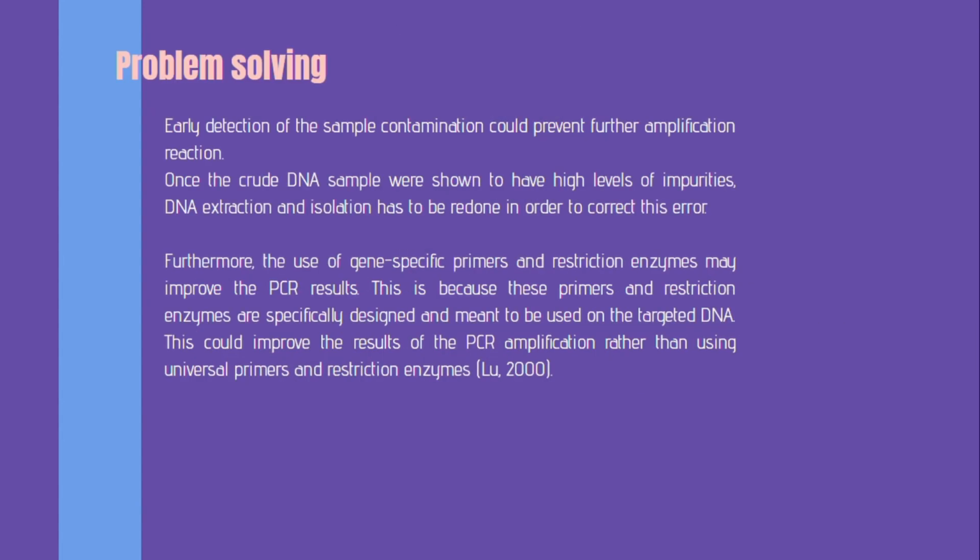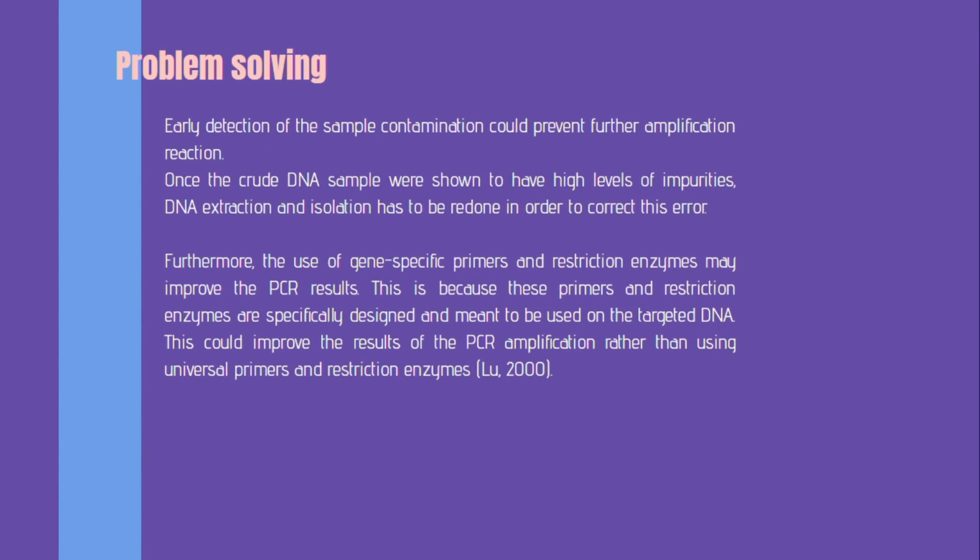Now, how do we solve this problem? Since we have made a precursor gel electrophoresis of the crude DNA extract, early detection of the sample contamination could prevent further amplification reaction. Once a crude DNA sample was shown to have high levels of impurities, DNA extraction and isolation has to be redone in order to correct this error.